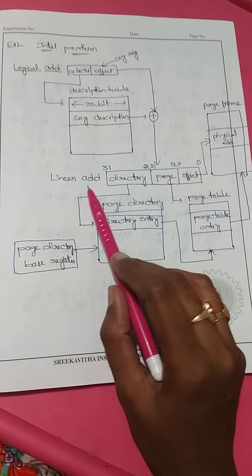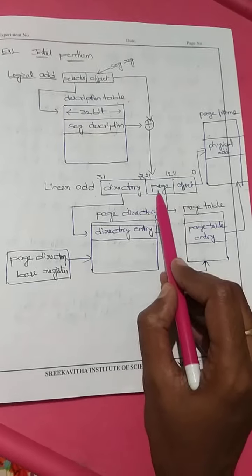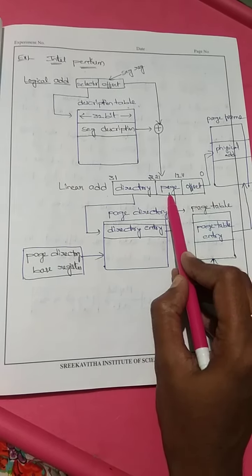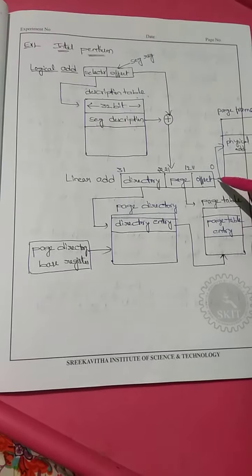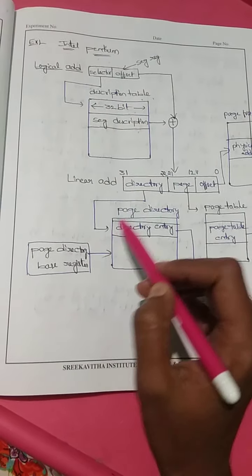In the linear address we have three fields: directory, page and offset. Next we have the directory, and in the directory we have one more thing, the page directory.